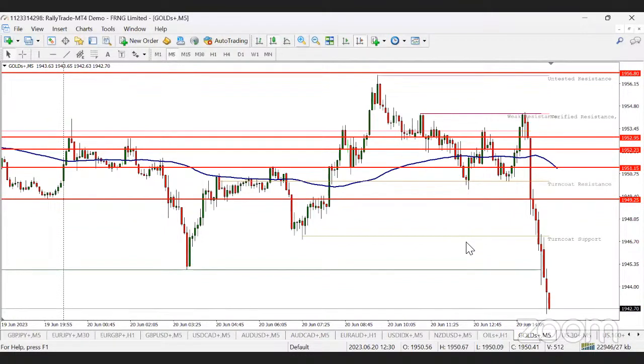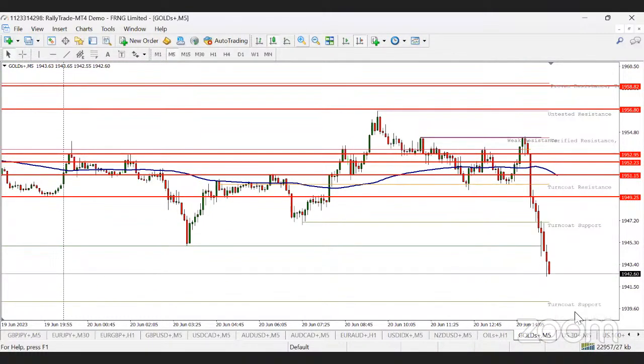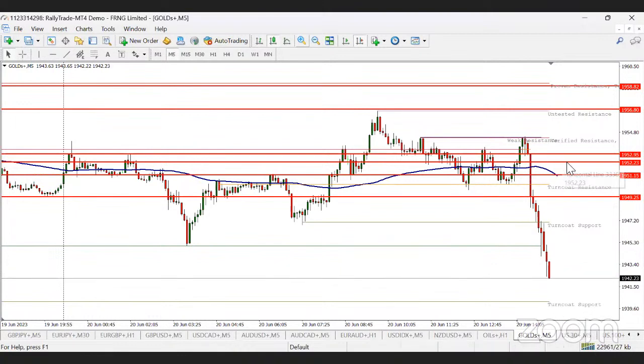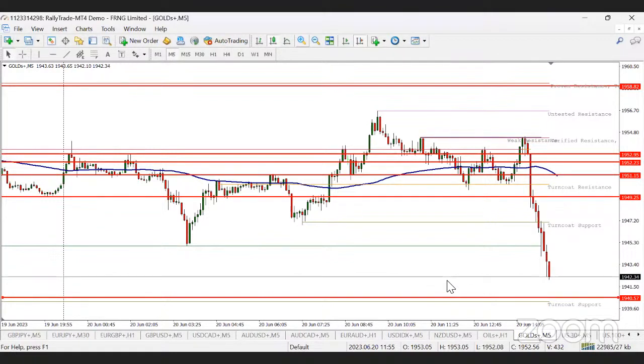It has not stopped. So if you're waiting to enter a buy, hoping that it is headed to this turncoat support, for gold it is headed to that turncoat support right there. If you still want to follow the ride, especially on gold, just know that you're riding it down until the turncoat support at that point, which is at price 1940.57. We're still selling down to that price region. So for this particular trade, it is still going down.